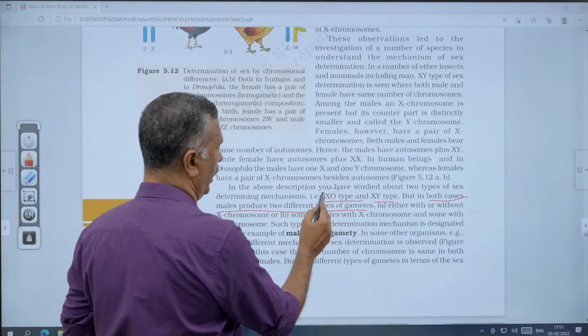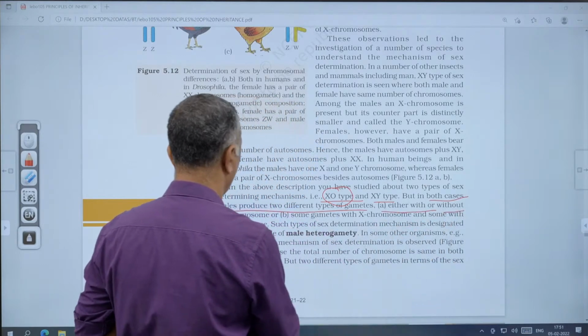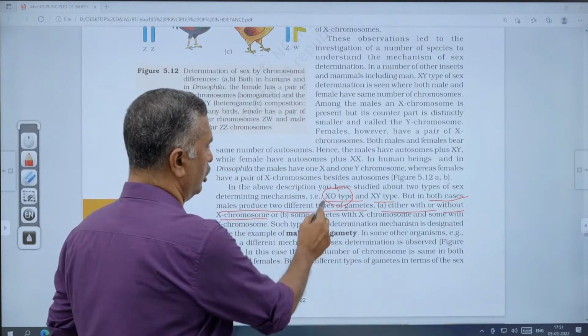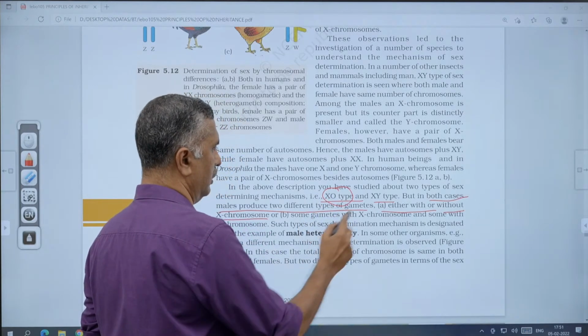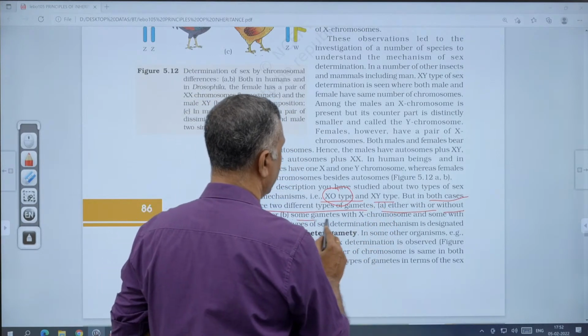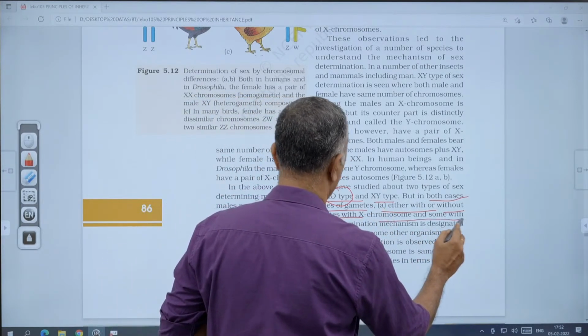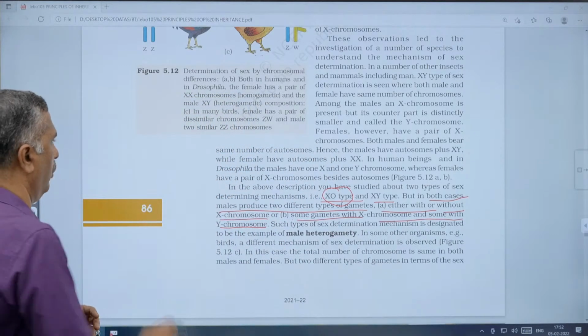In the case of X0 type, what are the two types of male gametes? Either with or without the X chromosome. In the case of X0, it will produce either X or without X. And in the case of XY type, some gametes have the X chromosome and some have the Y chromosome.